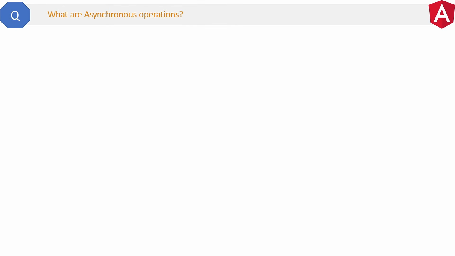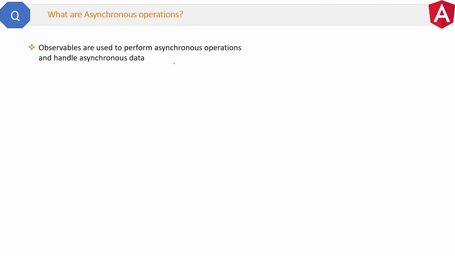Here is the question. What are asynchronous operations? I know you might already know the answer, but this is a very important thing for observables, because observables are used to perform asynchronous operations and handle asynchronous data only. So let's just quickly understand asynchronous operations.